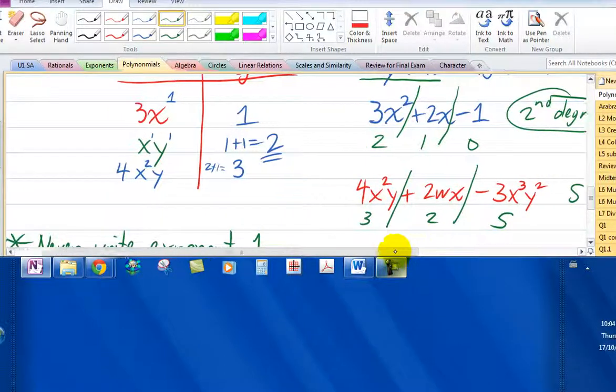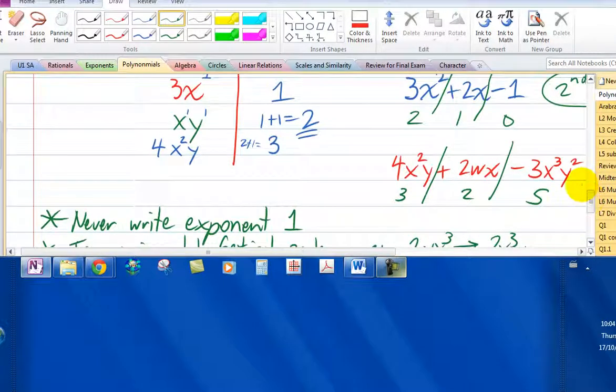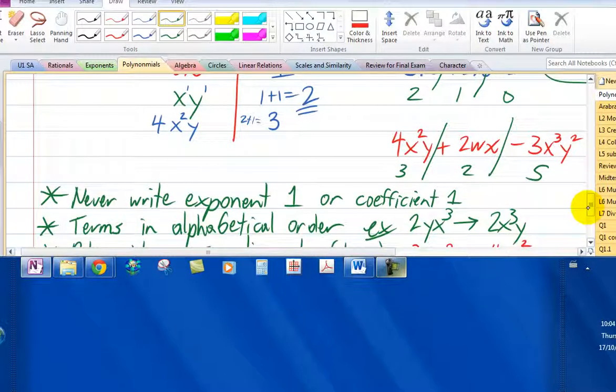Okay, a couple little side points. Number 1, never write the exponent 1 or the coefficient 1. We know those ones are there just because we see the letter or the variable. So we never write that. Another kind of golden rule, you should try and write the terms in alphabetical order.